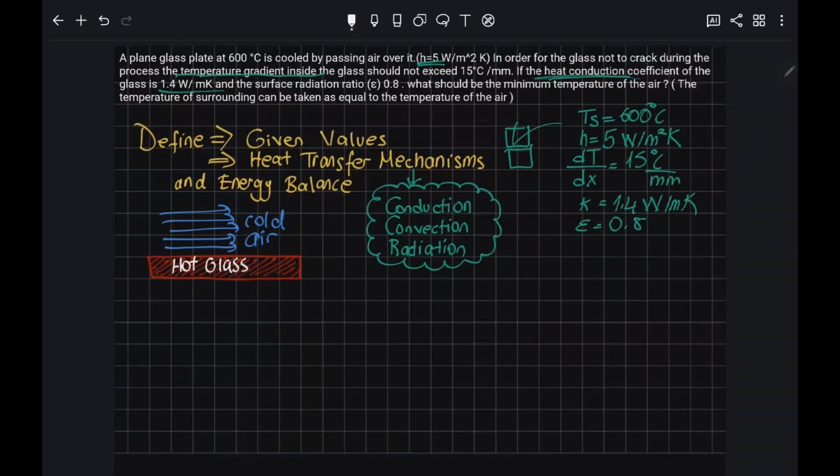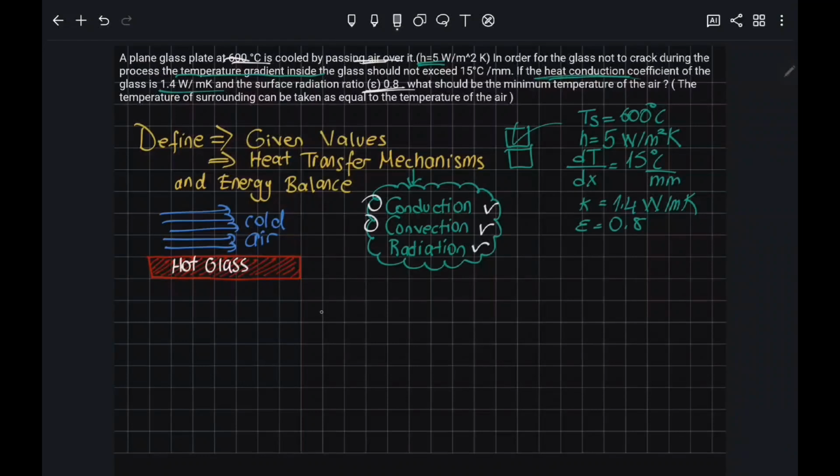Next, I must define heat transfer mechanisms. What were the heat transfer mechanisms? Conduction, convection, and radiation. If we check the question, we have a hot glass surface and it's cooled by air passing over it. So here there are both conduction and convection. And also, by the way, there is radiation.